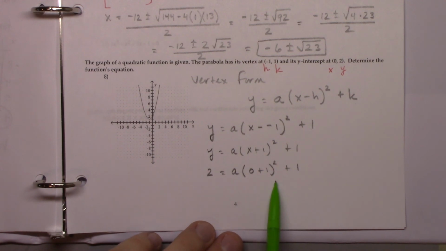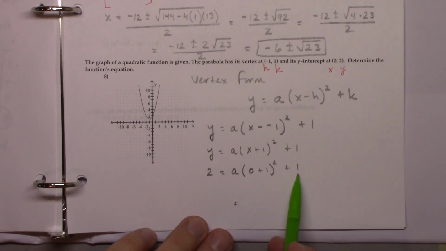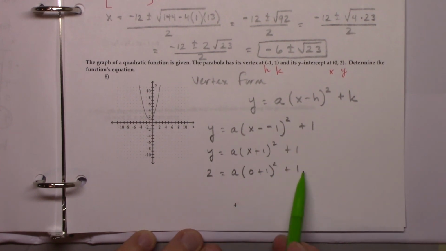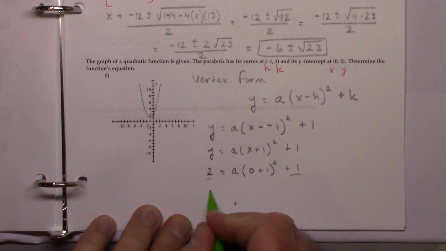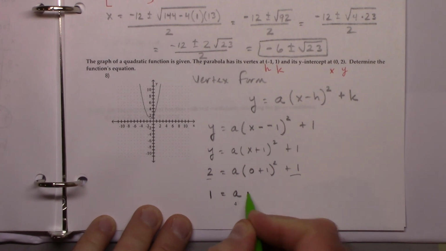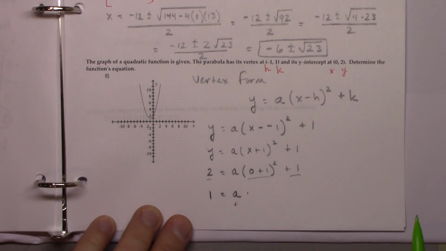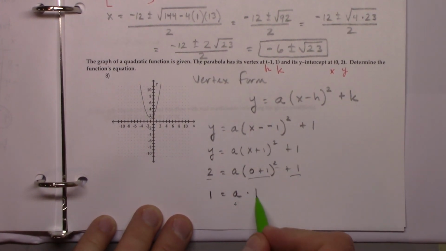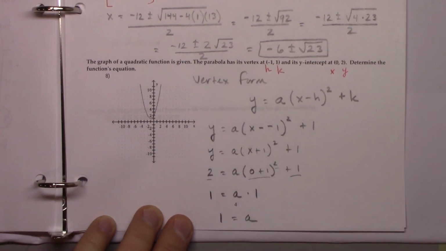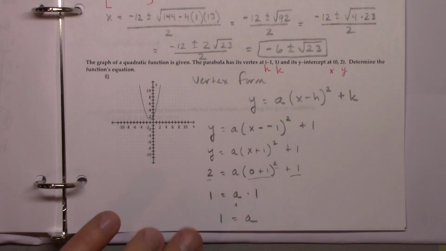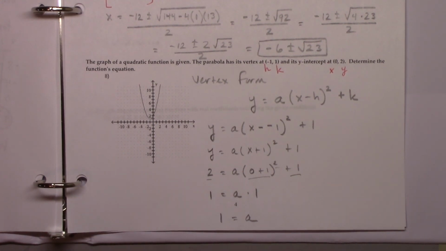And then we're going to solve this current version of the equation for a. Just simplify everything the best you can, starting with the fact that you can subtract this 1 over to the left. So take the 2 minus 1. That's 1 equals a times 0 plus 1 is 1, squared is still 1. So notice when all is said and done, 1 is your a value. And now we're ready to write our final answer.